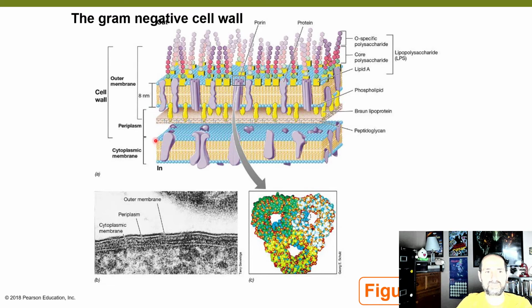This is the space between the plasma membrane and the outer membrane. You see the space is called the periplasm. Inside of the periplasm you have a thick layer of peptidoglycan, and then you have your outer membrane. You see this is your outer membrane.